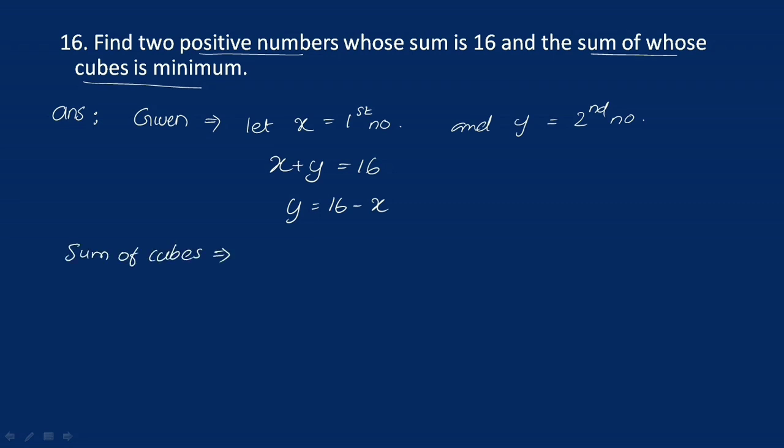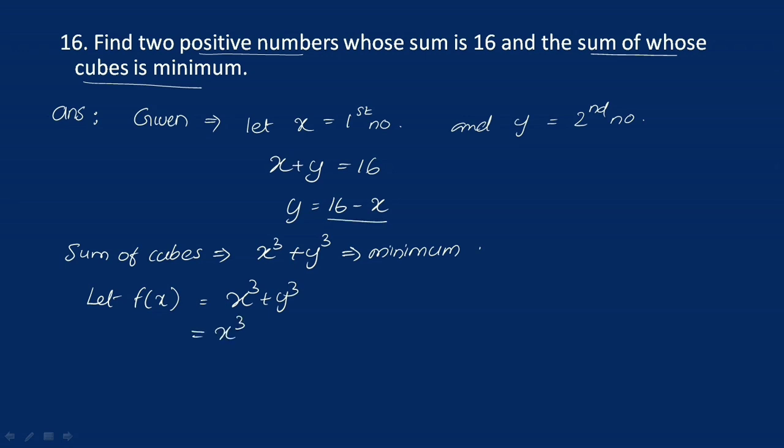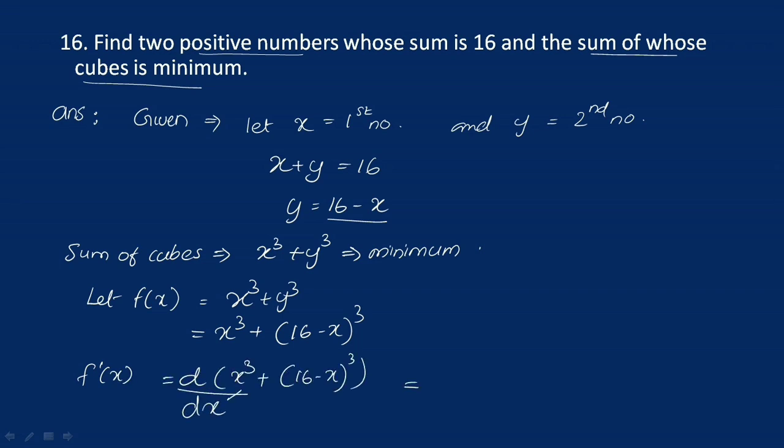So we can write sum of whose cube, that means x cube plus y cube. That should be minimum. So let the function f of x be x cube plus y cube, or x cube plus, instead of y cube, that is 16 minus x whole cube. Now f dash of x can be written as d by dx of x cube plus 16 minus x whole cube. d by dx of x cube is 3x square, d by dx of 16 minus x whole cube is 3 into 16 minus x whole square, into d by dx of 16 minus x, that is minus 1 only, into minus 1.